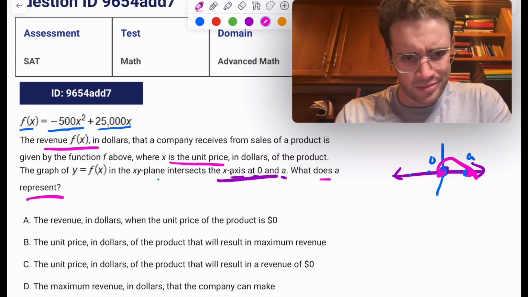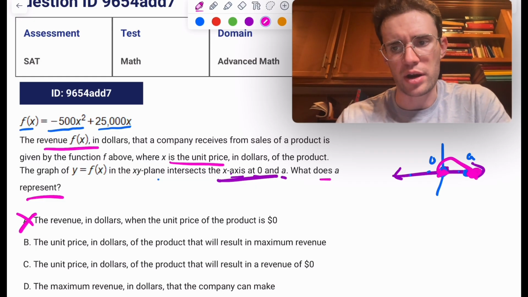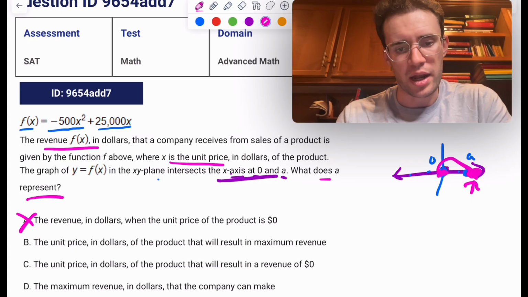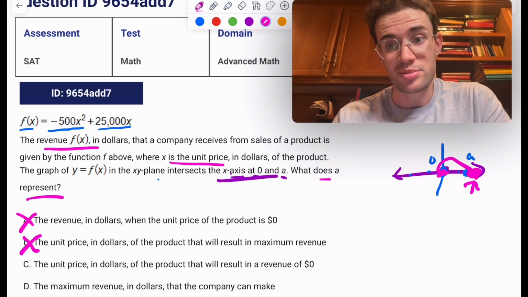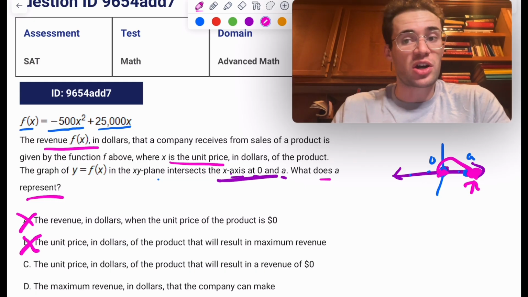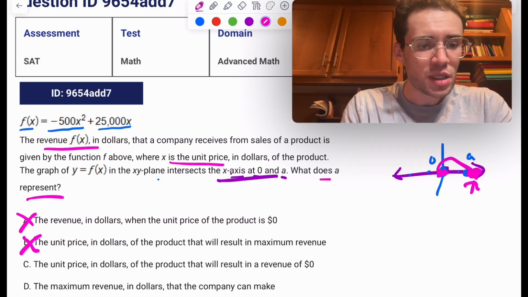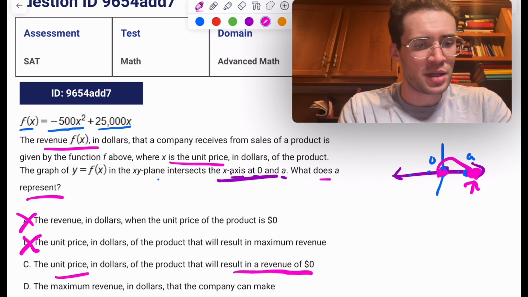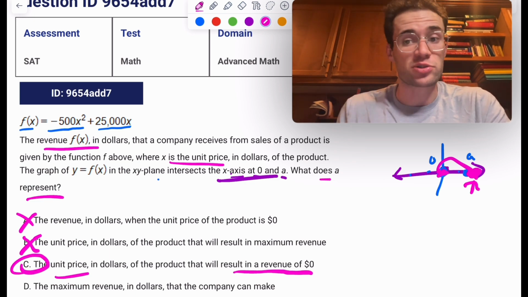So the revenue in dollars when the unit price of the product is 0. No, the revenue is 0, but that's not a. Right? a is the other input that gives you an output of 0. The unit price in dollars of the product that will result in maximum revenue? No, it will result in 0 revenue. So not maximum. This literally would mean no one's buying it. So what's the price where when you charge that much, the sales hit 0 again? So unit price in dollars of the product that will result in revenue of 0. Yeah, that's true. I mean, so will a unit price of 0, but they mean an actual price.